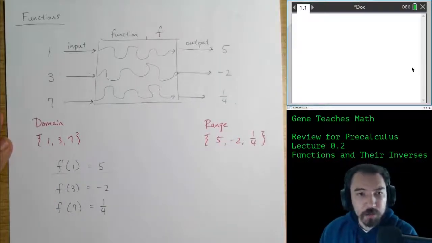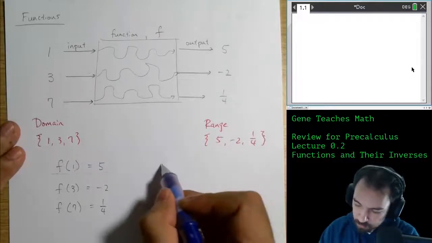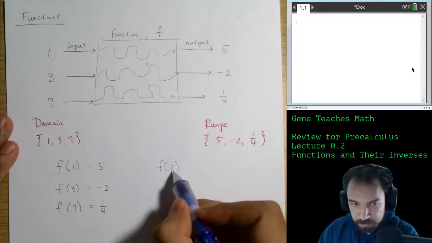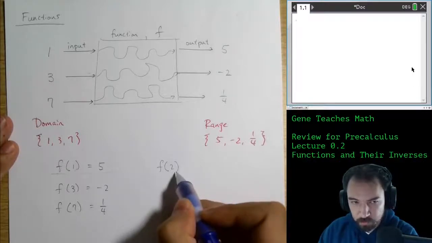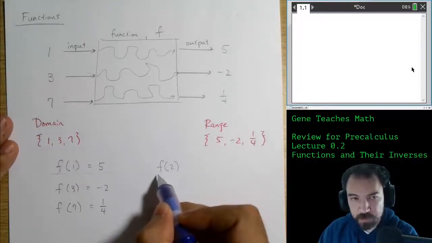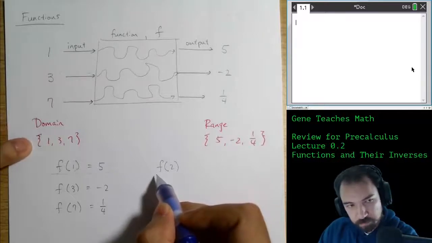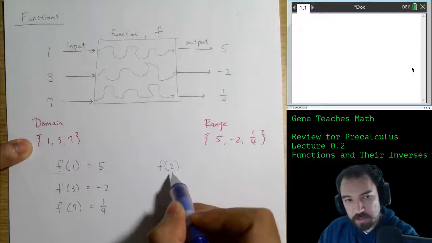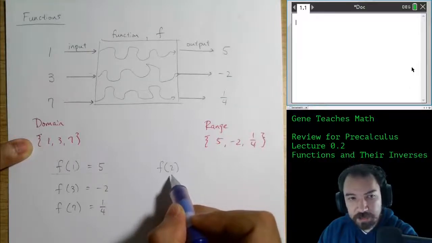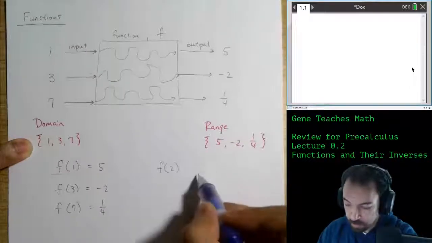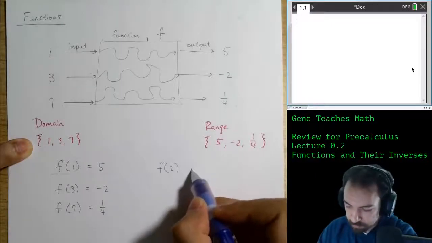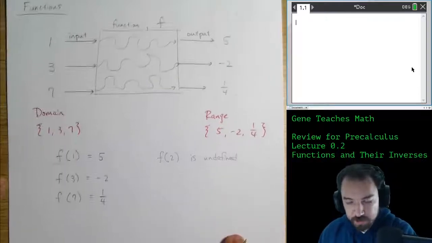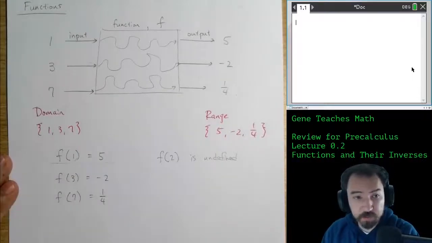Okay. What if I ask the question, what is f of 2? So that would be saying, if the input is 2, what does the function f produce as output? But if I look at the domain, the number 2 is not in the domain, which means the number 2 is not a valid input for the function f. So I cannot get a valid output. This is undefined. Hence, the idea of a domain becomes incredibly important.